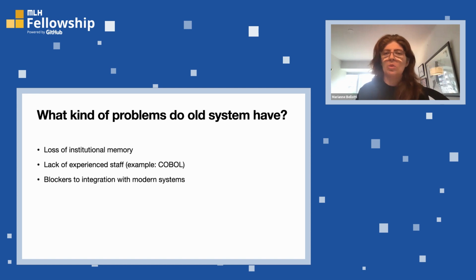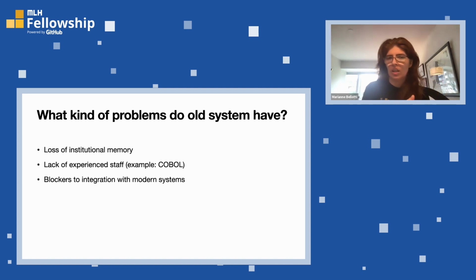So what kind of problems do old systems have? The first one I mentioned already, loss of institutional memory. There's no documentation. The documentation is out of date. Often the people who built it originally no longer work there. And in worst case scenarios, the people who built it originally may in fact be dead, so you're out of luck altogether. There's also an issue of lack of experienced staff.